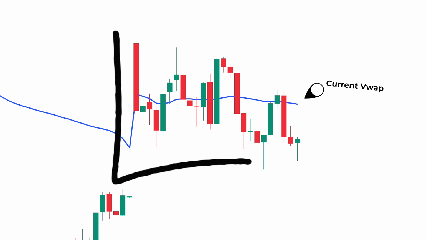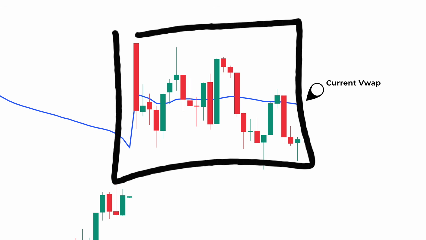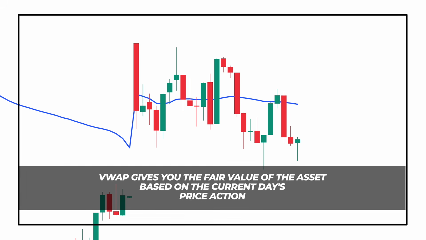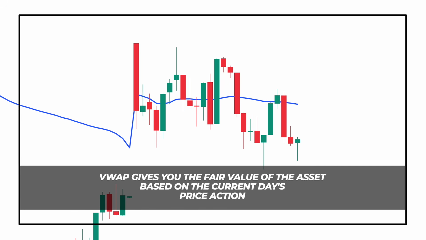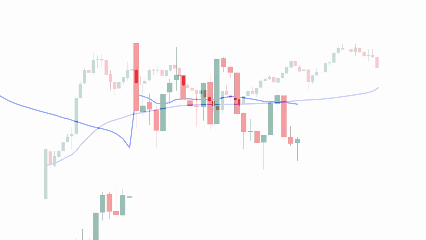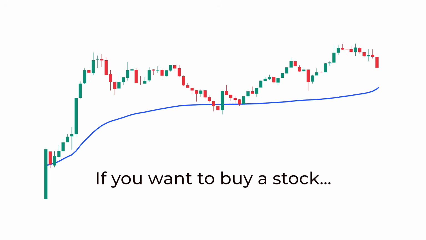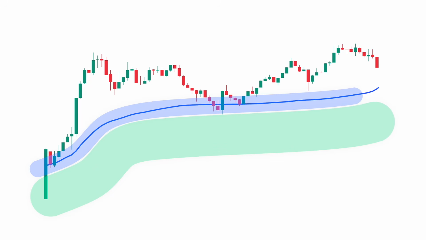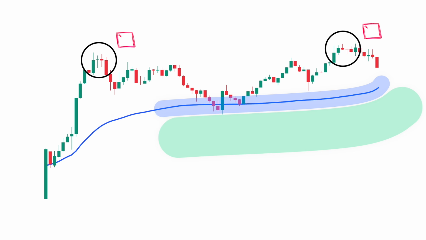Therefore, at any given time, the current VWAP is only based on the current day's price action. VWAP is such an important indicator because it gives you a fair value of the asset based on the current day's price action. This helps traders make better trade decisions. For example, if you want to buy a stock, you would like to buy it at a fair price or a discounted price. In other words, you would like to buy it near or below the VWAP. If the price is trading too high above the VWAP, you would avoid buying here.